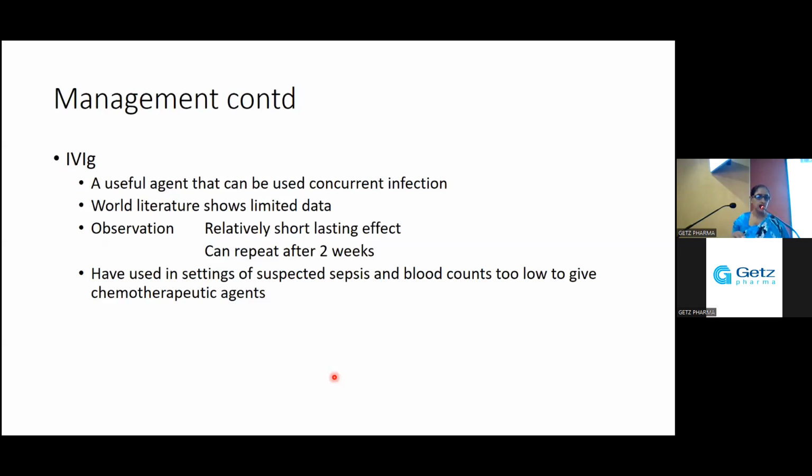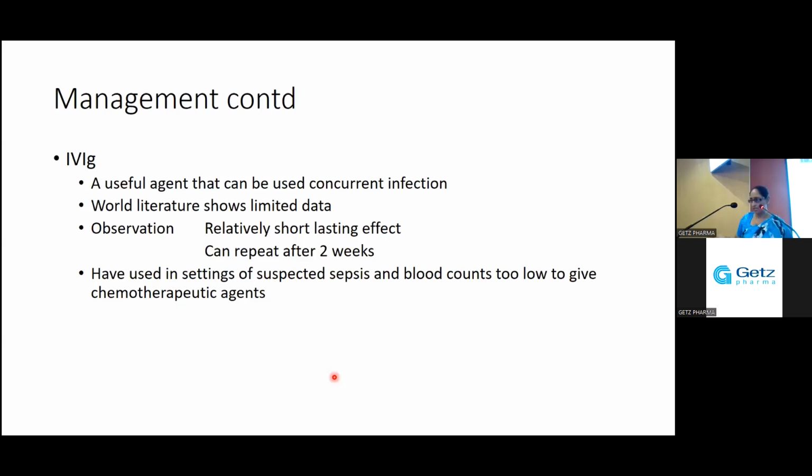It's a very useful agent that can be used with concomitant infection. World literature shows limited data. It just tells you that that's one of the things it can be used for. My observation is that it gives you a relatively short-lasting effect. Maybe it buys you time until the blood counts come up and you can give the next etoposide dose. So you can use it when you cannot exclude infection and so on.